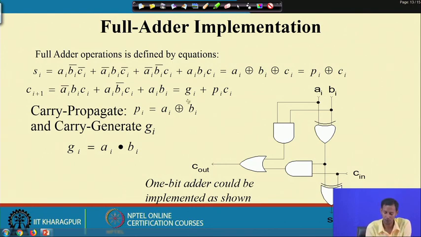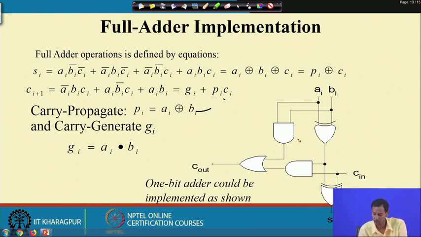So, if I come to this particular logic, for carry generation, I am considering Ai and Bi. For carry propagation, Pi equals Ai XOR Bi. So, now I can write this C out as a function of Gi plus Pi into Ci, where Ci is the input. So, now this is the corresponding gate level implementation of this particular function.